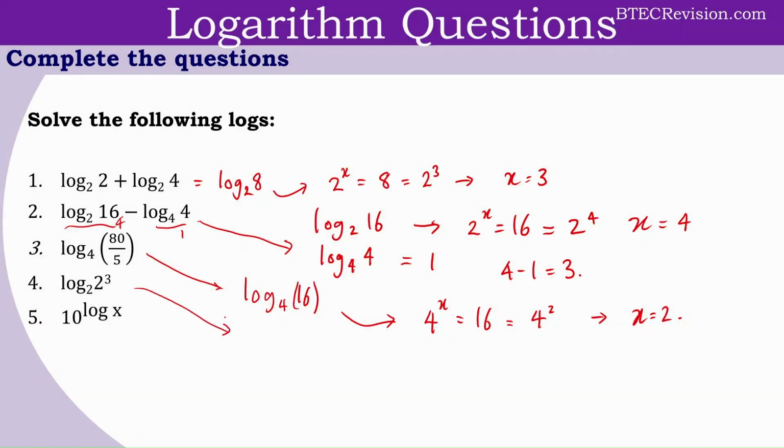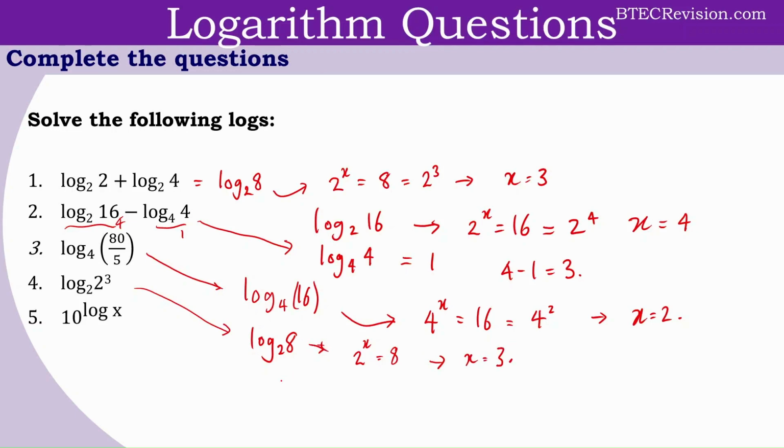Question number 4. There's two ways we can do this. We can firstly write log to the base 2 of the number 2 cubed. 2 cubed is equal to 8. So we can write this as 2 to the power of x is equal to 8. So therefore, x must be 3.